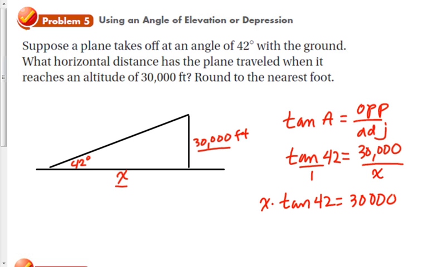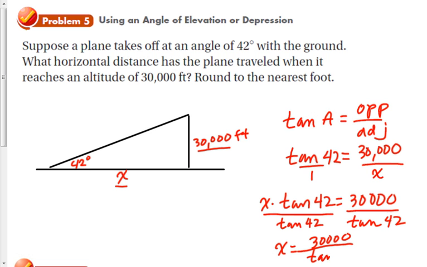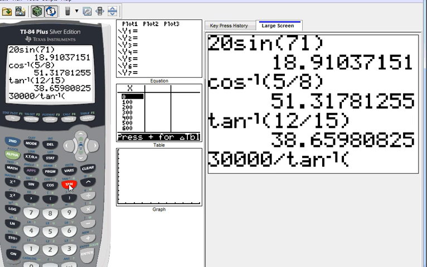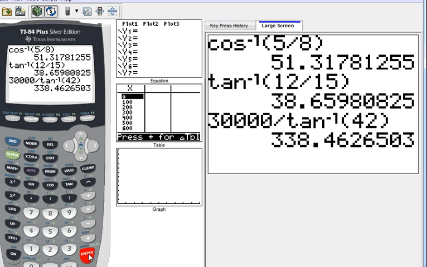And then solving for x, we're going to divide both sides by the tangent of 42. And we get that x is equal to 30,000 divided by the tangent of 42. So on our calculator, we're going to do 30,000 divided by the tangent of 42. Again, remember to make sure you're in the degree mode here. And that gives us approximately, whoops, I hit the tangent inverse, sorry about that.